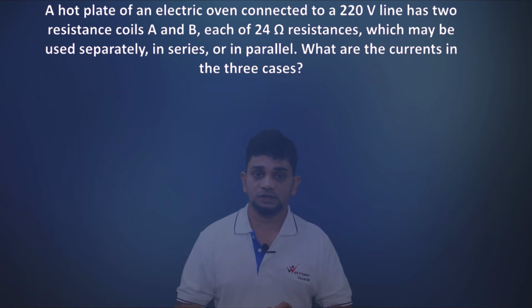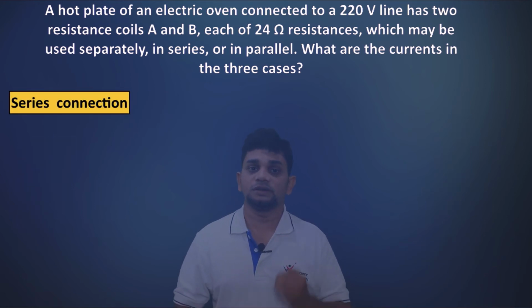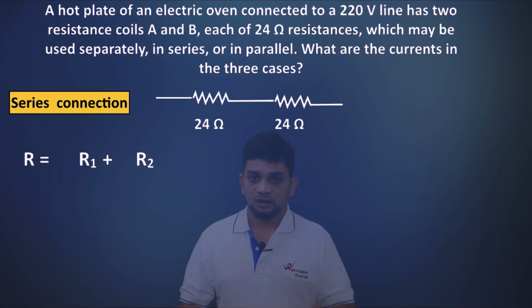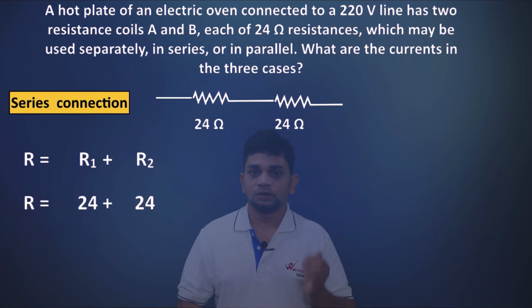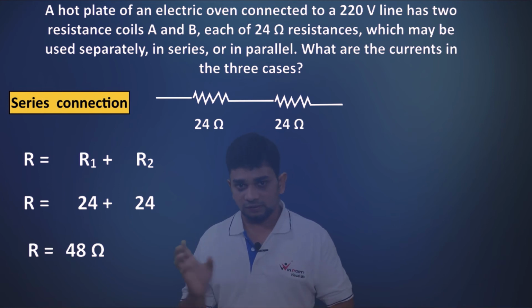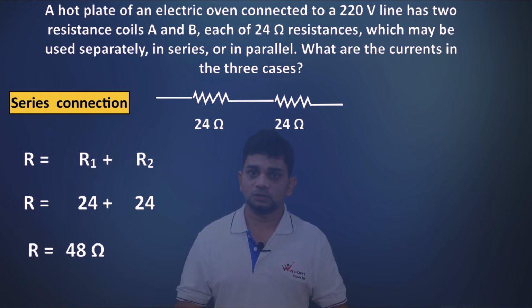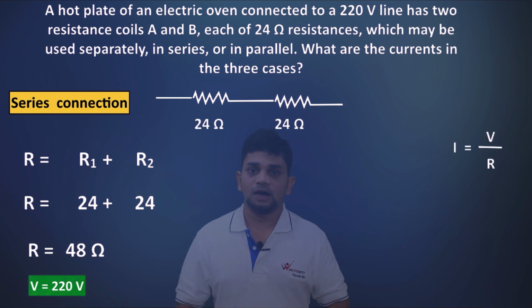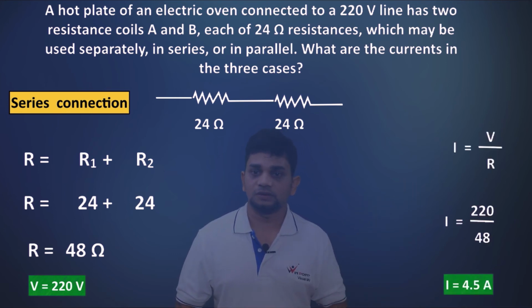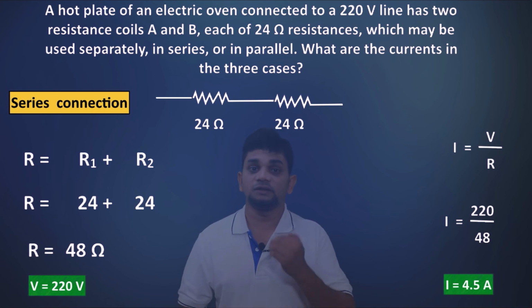Next one is series connection. We are going to connect these two resistors in series. If we are connecting this in series, what will be the effective resistance? We need to add it, right? R equal to R1 plus R2, 24 plus 24 is equal to 48 ohm. So the effective resistance is 48 ohm. The voltage is also given, the voltage is 220 volt. I will be equal to V by R. I equal to 220 by 48, which is equal to 4.5 ampere. That is in series connection.